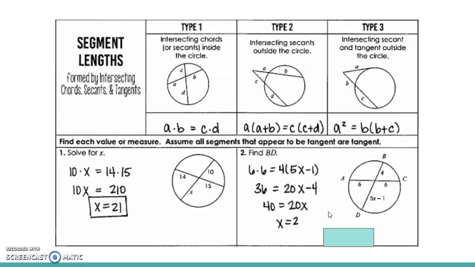For this problem, it did ask us to find the length of BD. So in order to do that, we're taking x equals 2 and plugging it in. When we plug it in, we find that 5 times 2 is 10, 10 minus 1 is 9, and then we have to add the top piece of 4 to get that BD is 13.